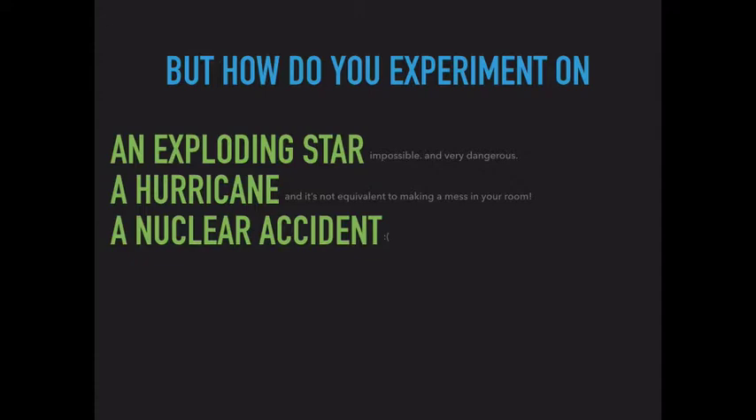You can't just turn the cooling water off and let your nuclear reactor blow up. We've had a few of those happen in real life, Chernobyl, Fukushima, and those were really terrible. So we can't really experiment on things like that. How do you experiment on a coal boiler?